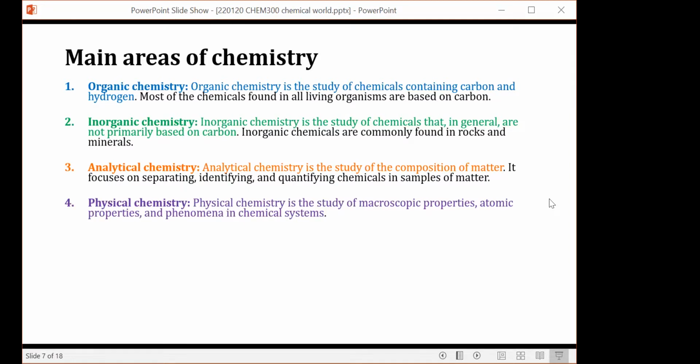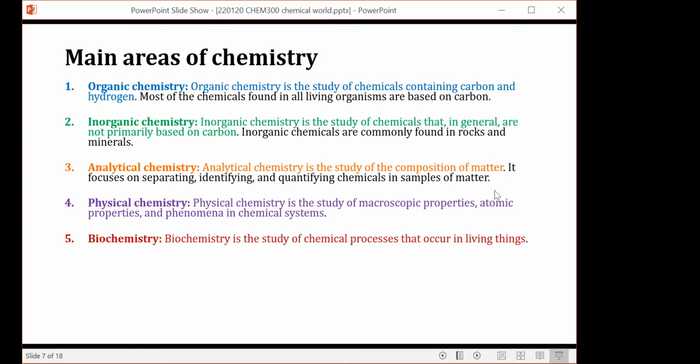Fourth type is physical chemistry. Physical chemistry is the study of macroscopic properties, so like overall properties, atomic properties, so at the very small level, and these phenomena, how they interact in chemical systems. It's kind of like really advanced inorganic and analytical chemistry combined. And if you are a chemistry major, you take P-Chem more towards the end of your chemical studies because it gets really complex.